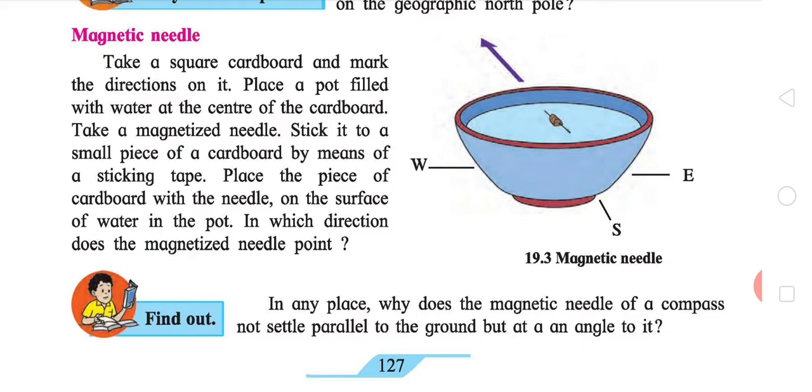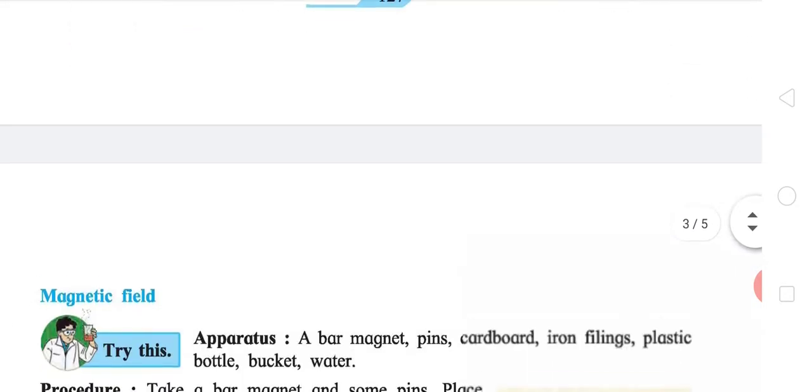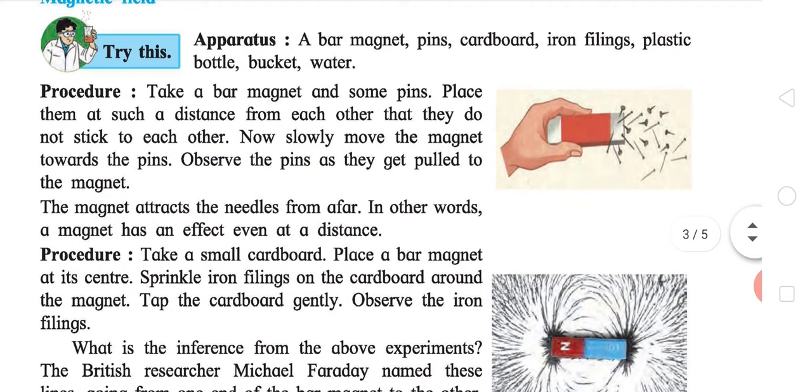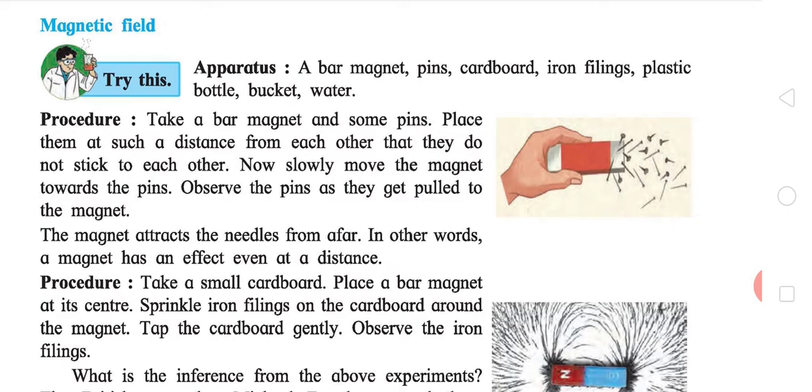Find out. In any place, why does the magnetic needle of a compass not settle parallel to the ground but at an angle to it? Magnetic field. Try this. Apparatus: a bar magnet, pins, cardboard, iron filings, plastic bottle, bucket, water.